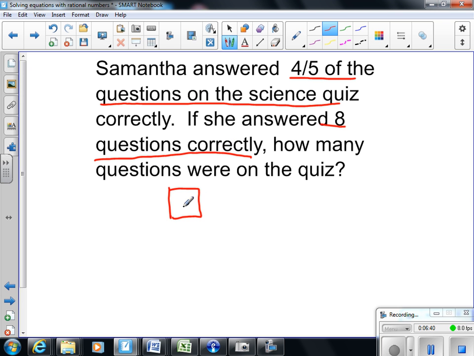So you're thinking, I don't know how many are in the whole thing, but 4/5 of the whole thing is 8. In our key words that we use, whether you add, subtract, multiply, divide, do you see any key word here to help you indicate what operation is being done? It's right here. You got of. 4/5 of the questions. So you're saying 4/5 times however many questions are in the whole quiz will be 8 questions. So this is like an equation. 4/5 times the number of questions equals 8. What will I do to solve? Divide both sides by 4/5.